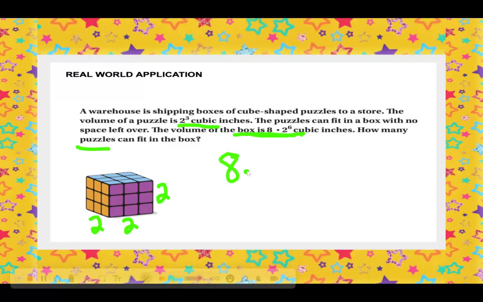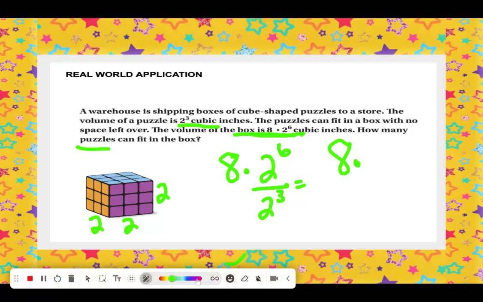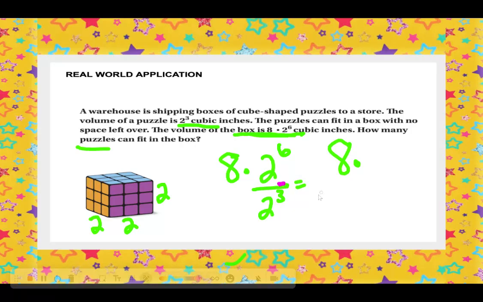So I'm going to write 8 times 2 to the 6th. I'm trying to find out how many puzzles can fit in the box. I'm going to divide by 2 to the 3rd. So 8 is going to stay. And now I'm going to do 6 minus 3. So 6 minus 3 is 3. So 8 times 2 to the 3rd power.